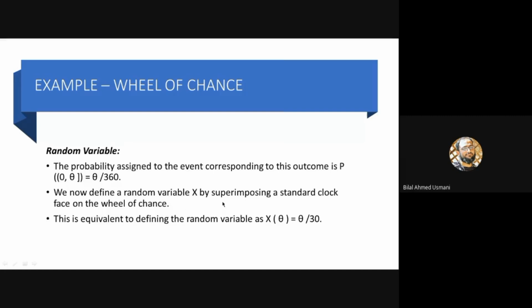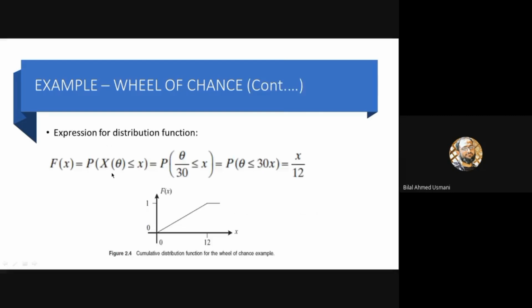We now define a random variable x by superimposing a standard clock. So theta by 30. For each angle change between 1 and 2, it's 30 degrees, because there are 12 sections, so 12 times 30 is 360. So we superimpose the wheel of chance on a standard clock. So the random variable is theta by 30, because there are 12 values, and there are a total of 360 degrees.